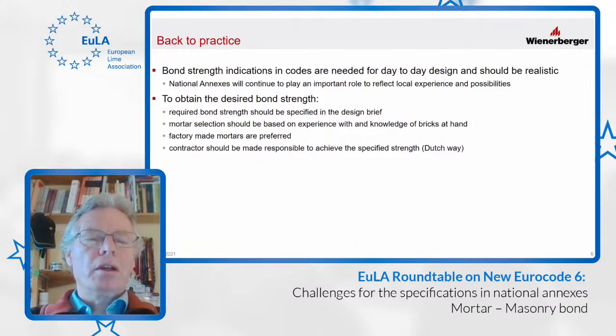Of course, taking all those factors into account every time is not an easy way to make a design calculation with the Eurocode. So simple relations are needed in codes for day-to-day design. And to cope with all those different aspects, the National Annex will continue to play an important role to reflect the local experience and possibilities we have. And I think Paul showed a perfect example of that.